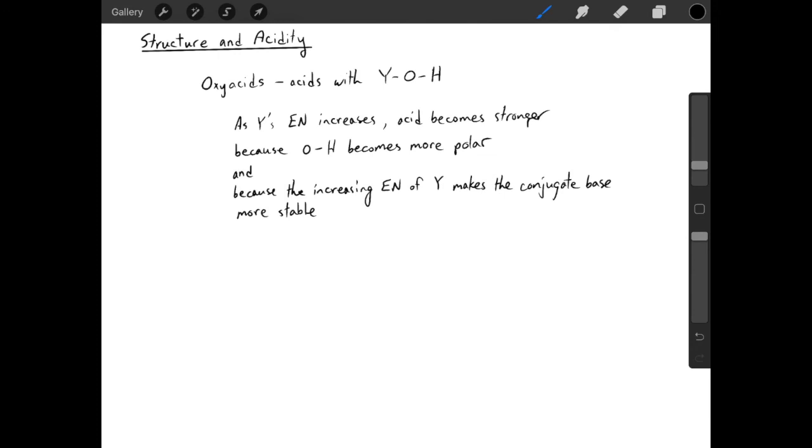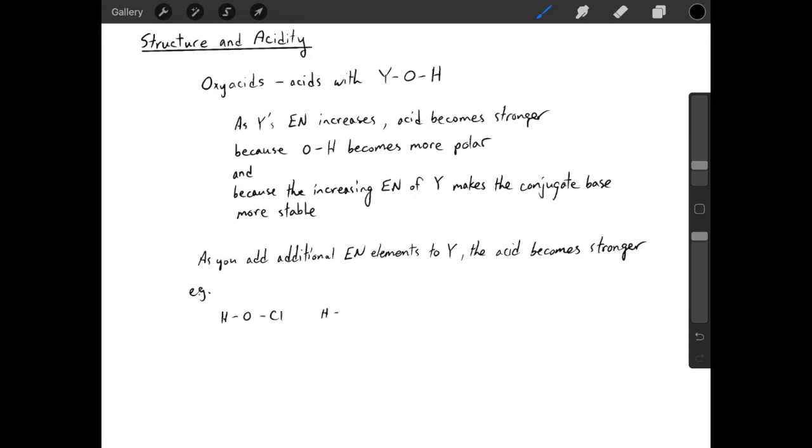And then as you add additional electronegative elements to Y, the acidity also goes up. And this happens for pretty much the same reason. You're increasing the polarity of that oxygen-hydrogen bond with each electronegative element that you add, because it's pulling more electron density away from that hydrogen. And in addition, adding extra electronegative elements stabilizes the conjugate base, as described earlier, and it can also sometimes stabilize the conjugate base by resonance, as is the case with the examples I'm going to show now.